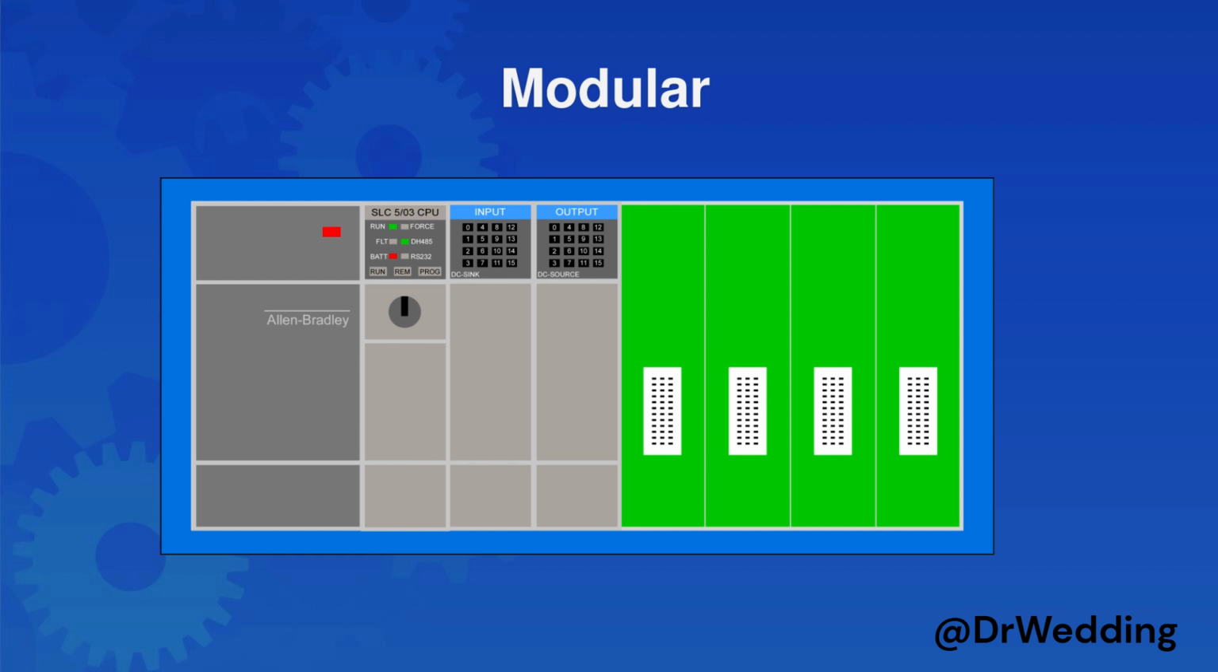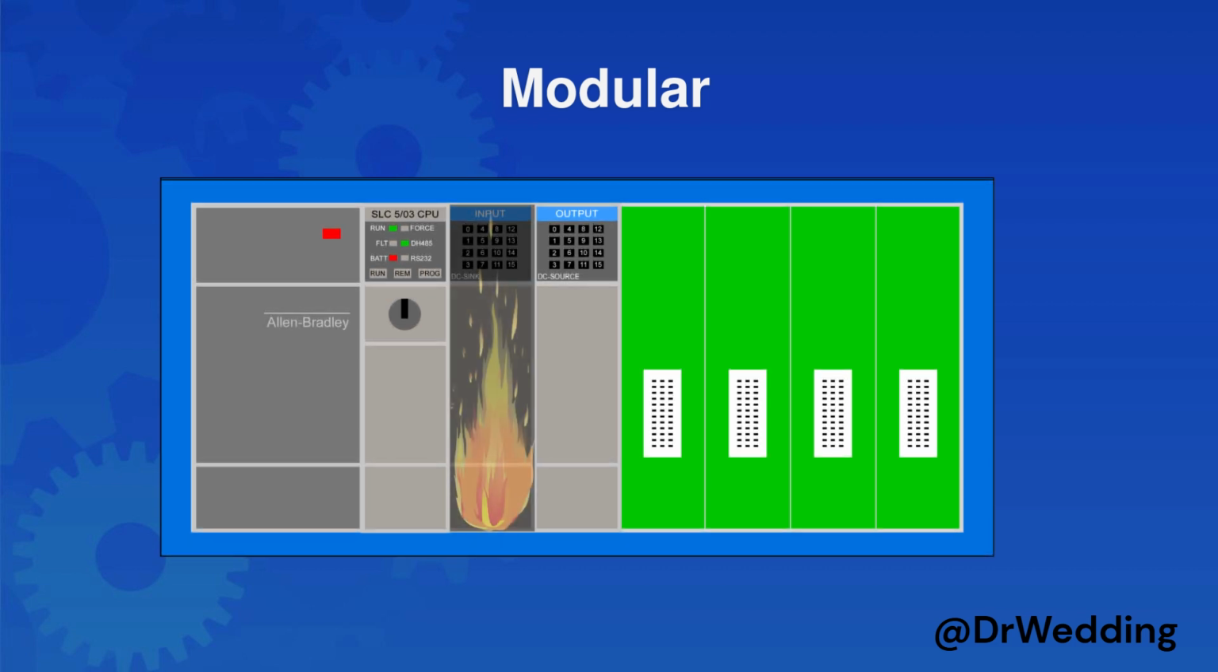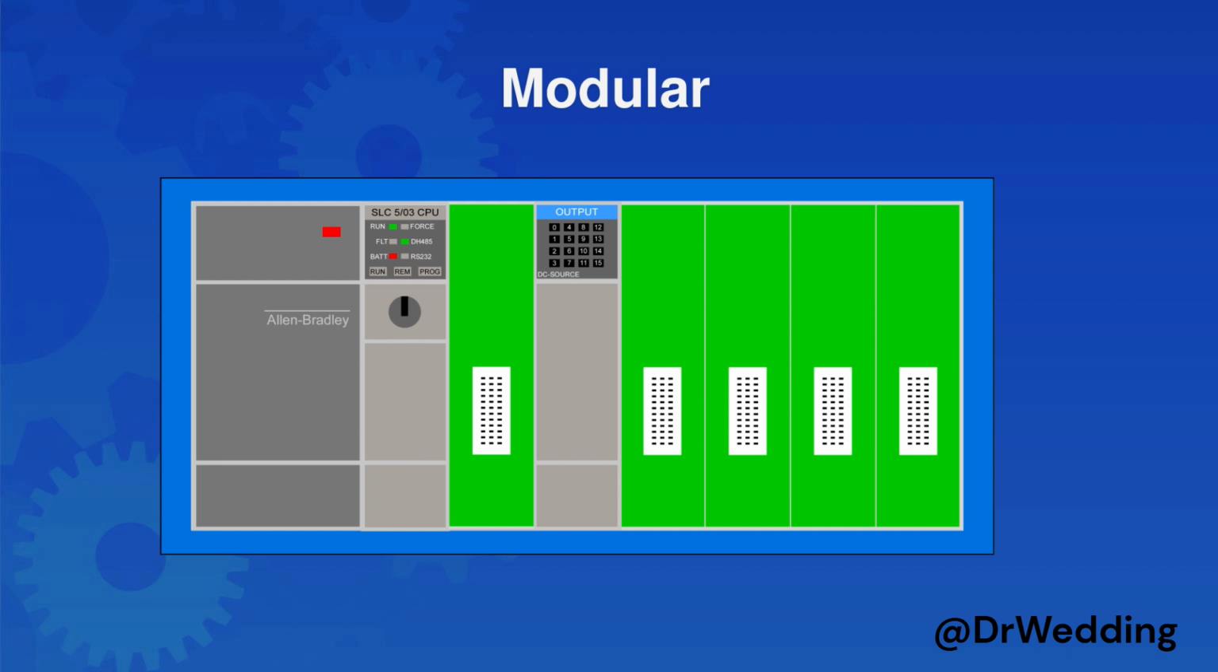The advantage of this type of system is it can be configured in many different ways depending upon your needs. And if a part is damaged, only the broken module needs to be replaced. The disadvantage is that they cost more than a fixed system.